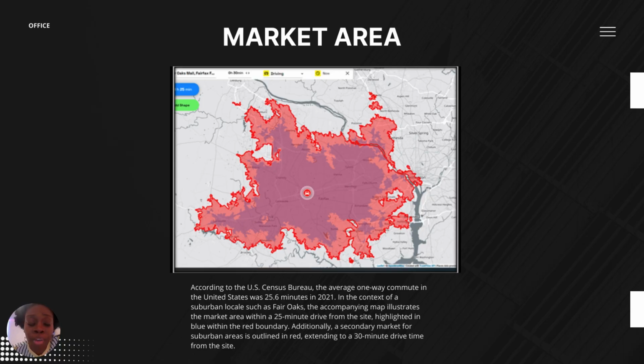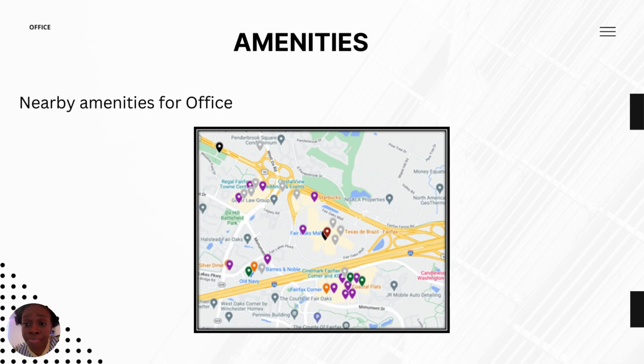So for the market area, if I had access, I would have used Argus to mark out the market area, which gives a more detailed area. But for office, I basically did a 25-mile drive range from the site and a 30-mile drive range from the site for the secondary area.